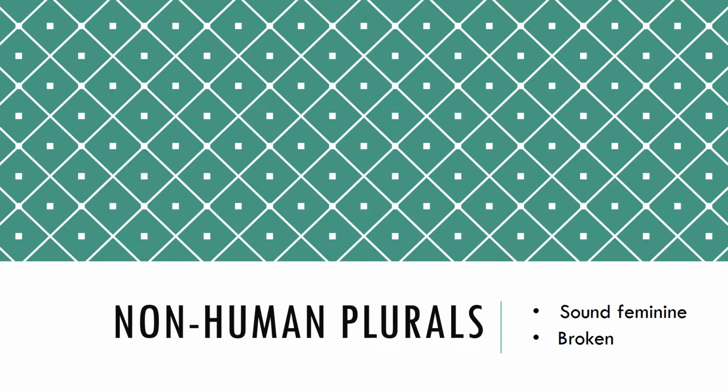There are essentially two different types of non-human plural patterns: the feminine at ending that you use with female people, and the broken plural patterns that you also saw a little bit with human plurals.